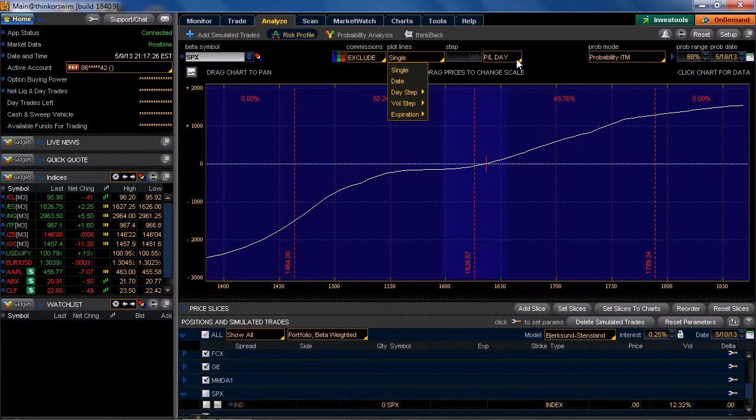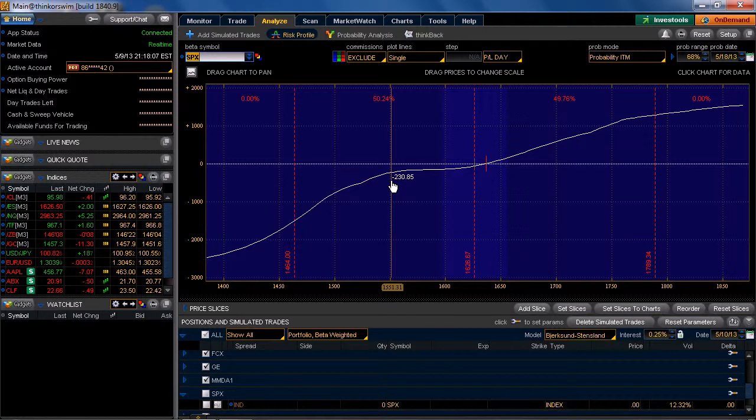You need to make sure that this says single, and then that this says profit and loss for the day, and make sure this says SPX. Once you've done those three things, you should have a graph here, and this graph will tell you the following. If today the SPX goes up to 1700, then my portfolio will show a profit of $586.91. Conversely, today, if the SPX drops to 1550, my portfolio will show a negative $230 loss.